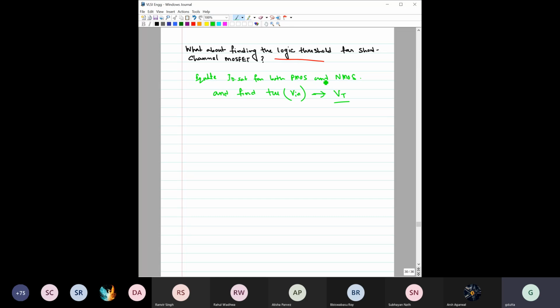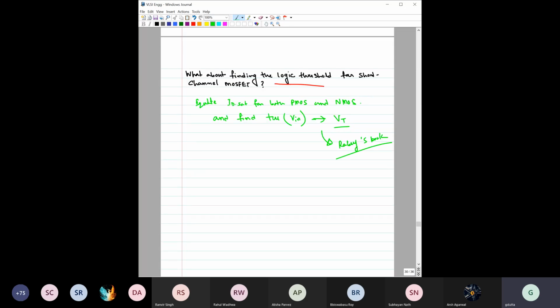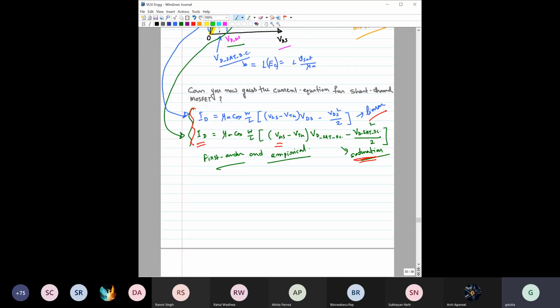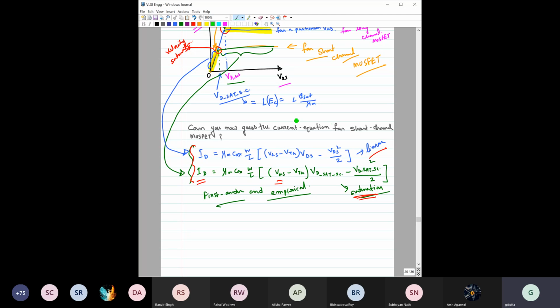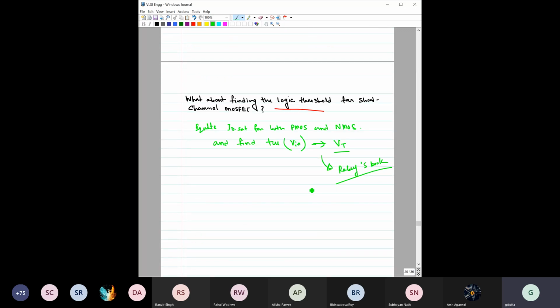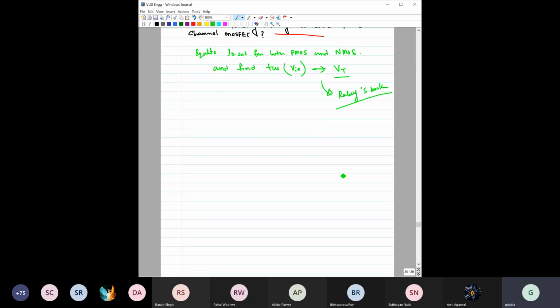I am not doing it. This part, if you want to see, is given in the Rabaey book. The process is already given. This is just repetitive: equating the NMOS and PMOS currents and doing some manipulation. Nothing new in theory here, so I am just skipping this one.